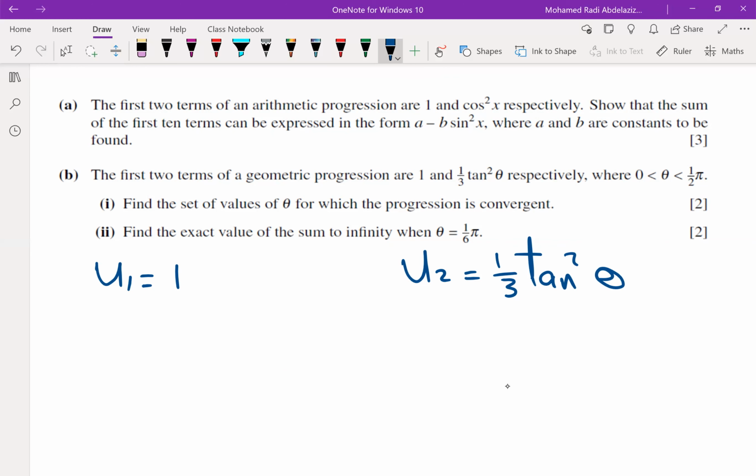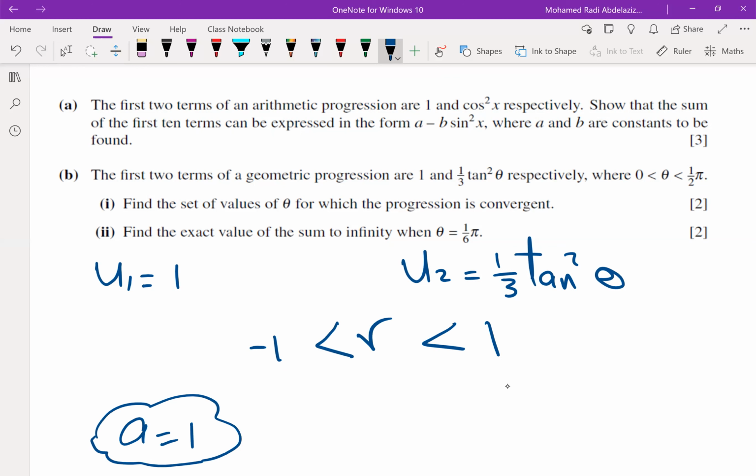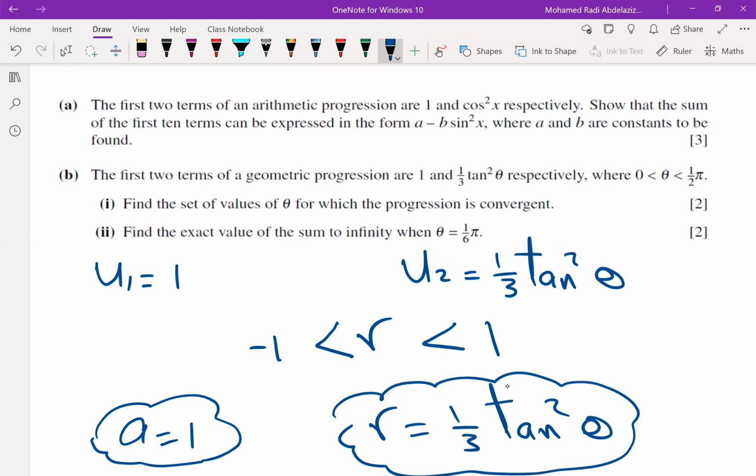Convergent means r is between negative 1 and 1. The first two terms are given, so a is equal to 1 and r is equal to a third tan squared theta, because if you divide u2 by u1 you get a third tan squared theta. So this is a and r. The first two terms of the geometric progression are 1 and a third tan squared theta, where theta is between 0 and half pi. Find the set of values of theta for which the progression is convergent.